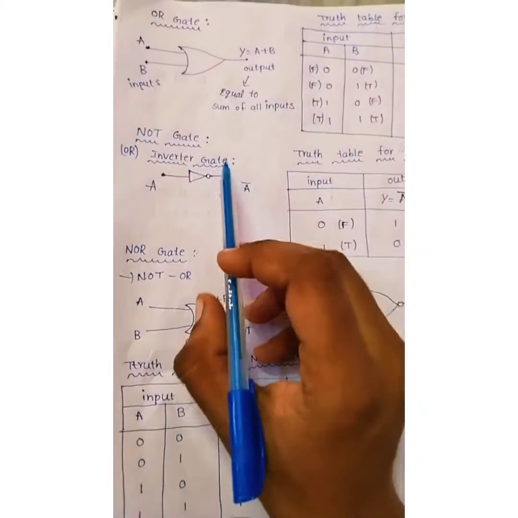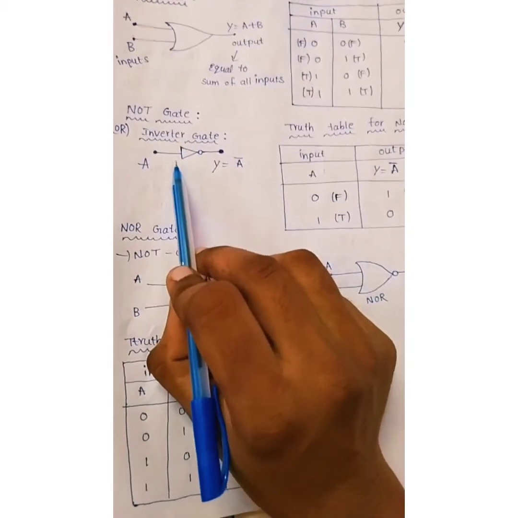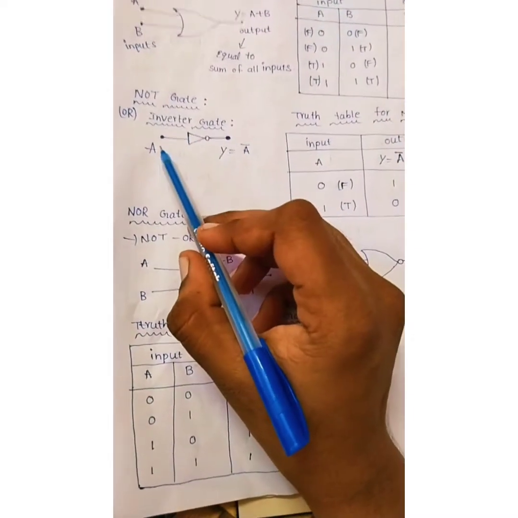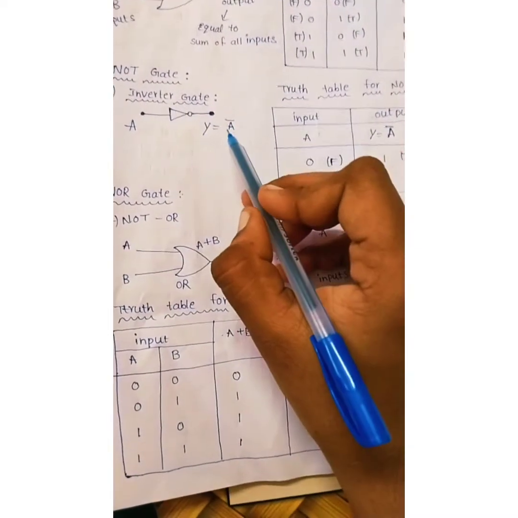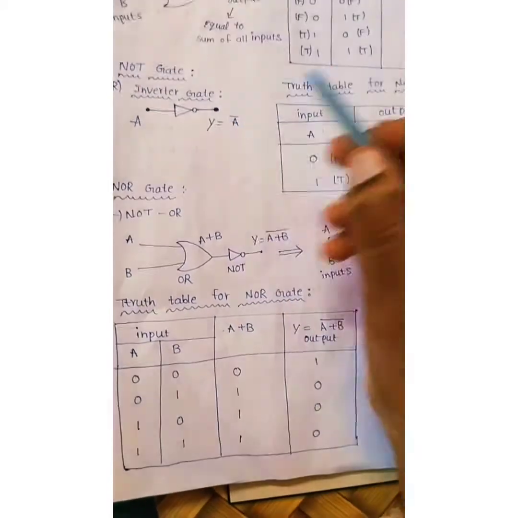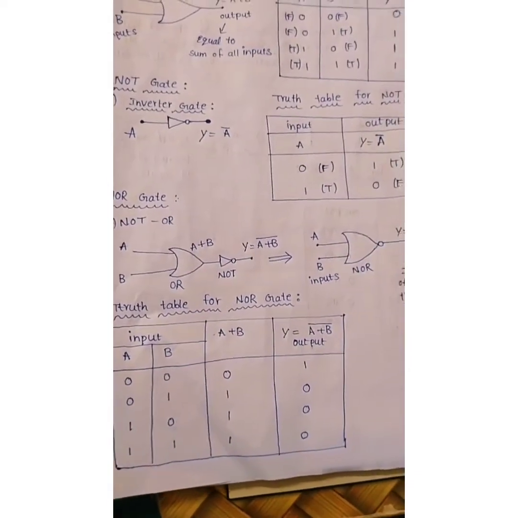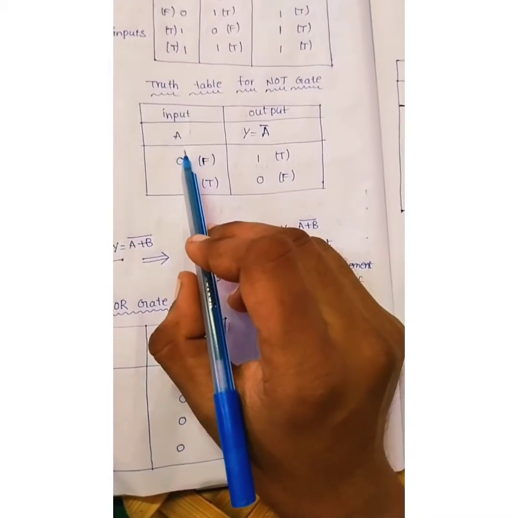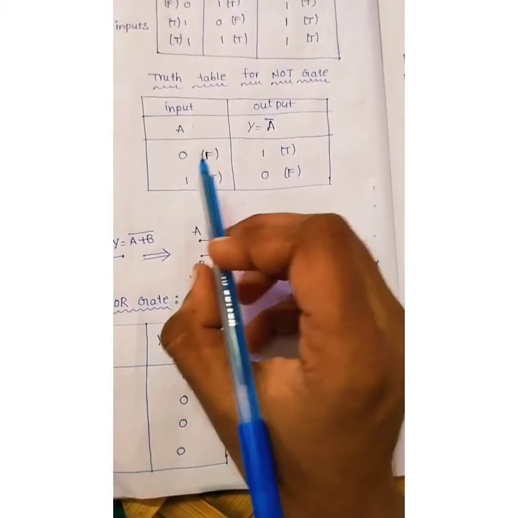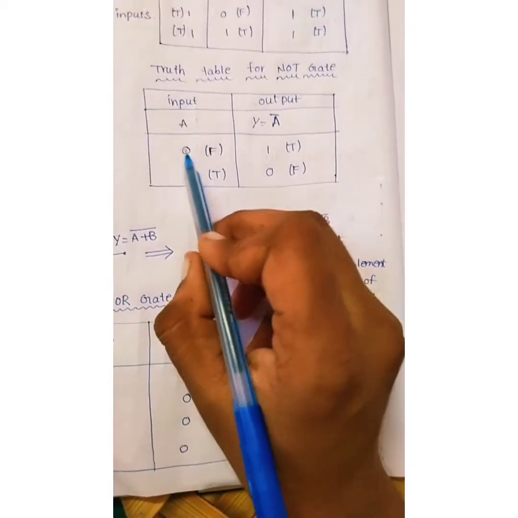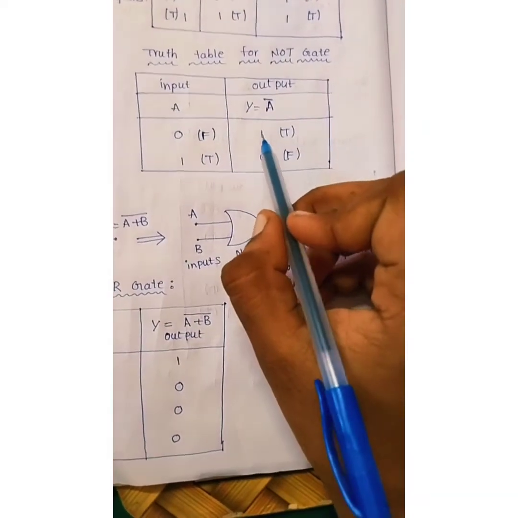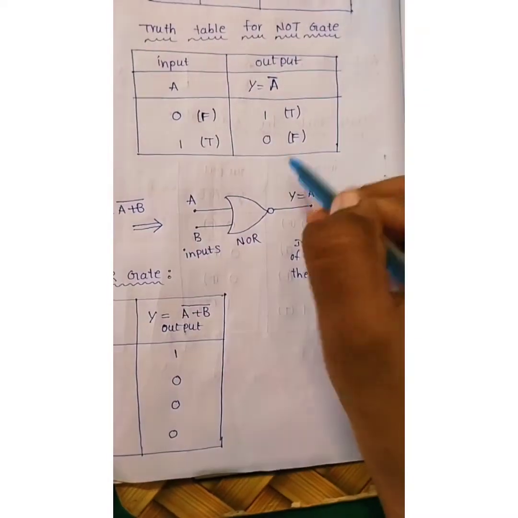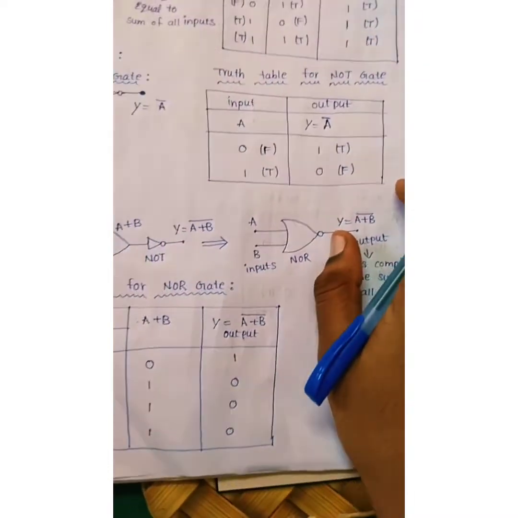And next we see the NOT gate. The NOT gate takes only one input and produces only one output. Here it takes one input A and it produces the output y equal to A bar. Now see the truth table of the NOT gate. Here the input is A and the output is y equal to A bar. Taking the input 0, the output comes 1. Taking the input 1, the output comes 0. So this is the NOT gate.